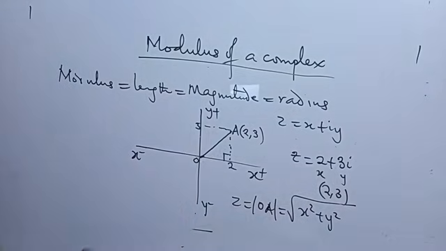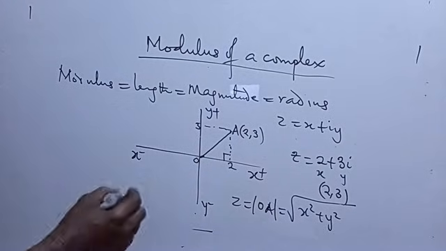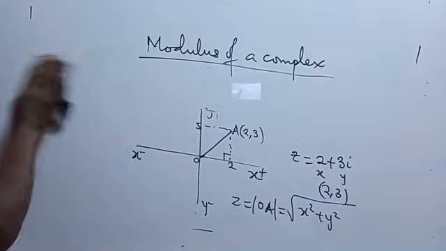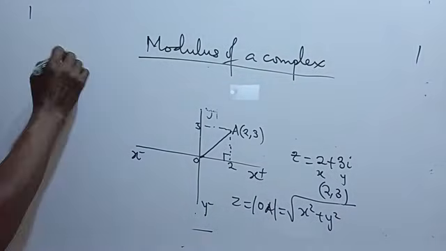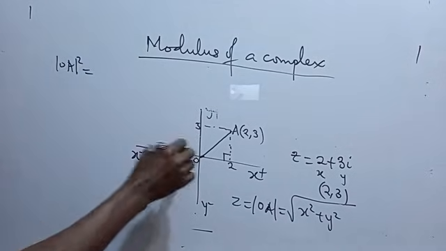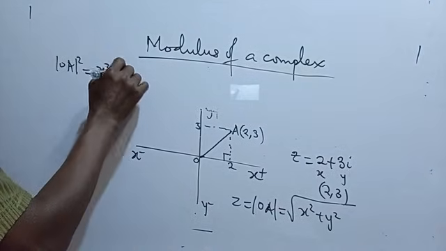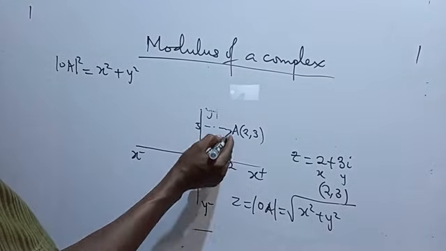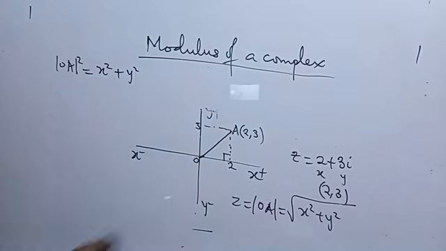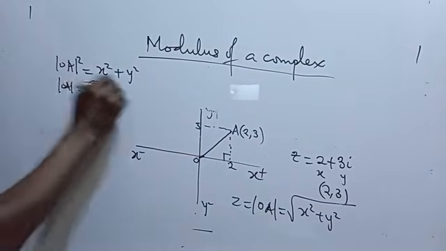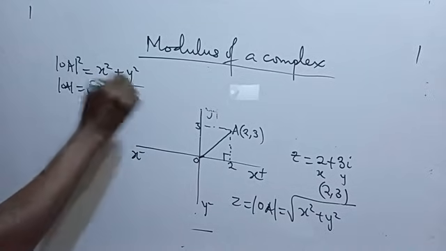If I call this OA squared, how did I get x squared plus y squared? Let's discuss that quickly so that it will not appear as if we are jumping. Let me write that here. So OA squared equals x squared plus y squared. The distance from this point to this point is x, and the distance from this point to this point is y. So find the square root of both sides. You have OA equal to the square root of x squared plus y squared.